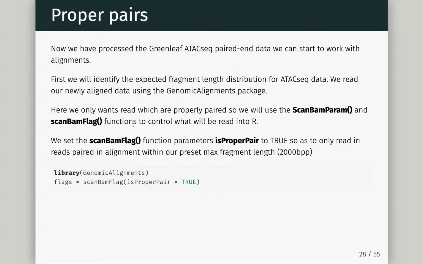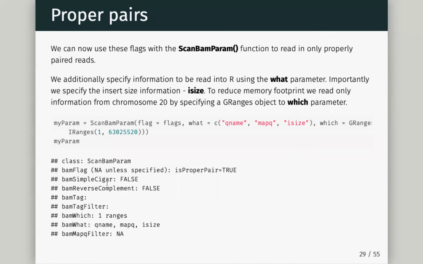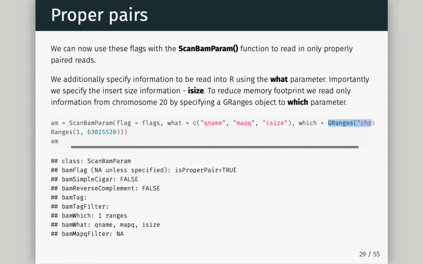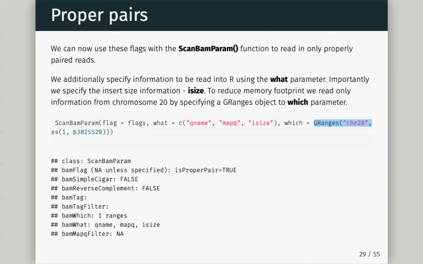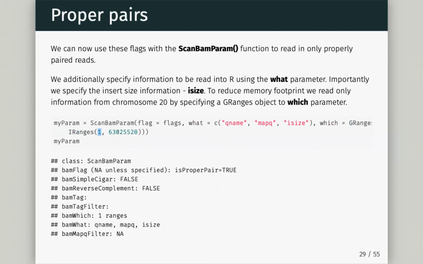So now I have scanBamFlag, I can then build my ScanBamParam object, and I'll provide the flags I just created. I will tell it, I want to just look at one chromosome here, so I'm just going to look at chromosome 20 from the beginning until the length of chromosome 20. So I'm going to provide that for the which.